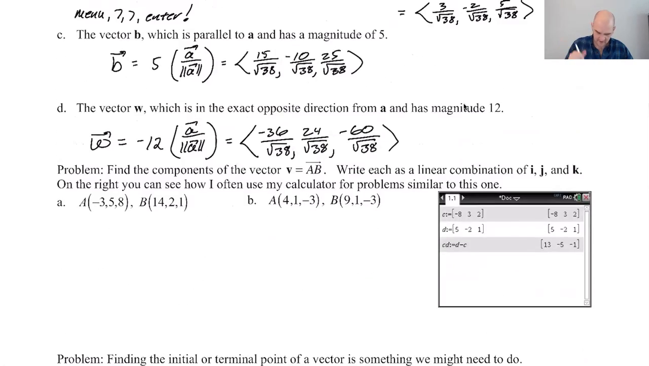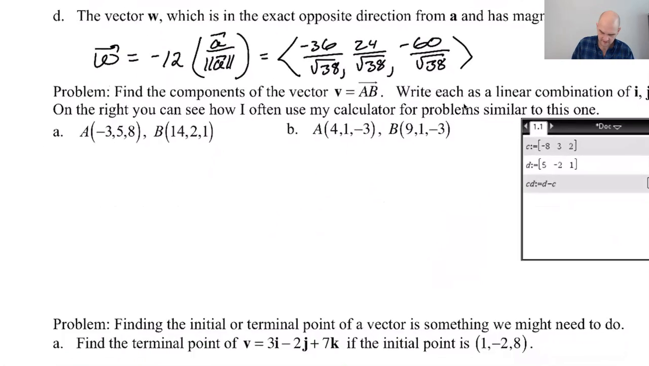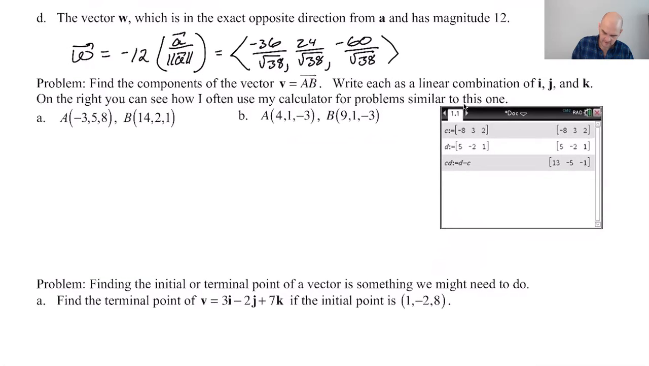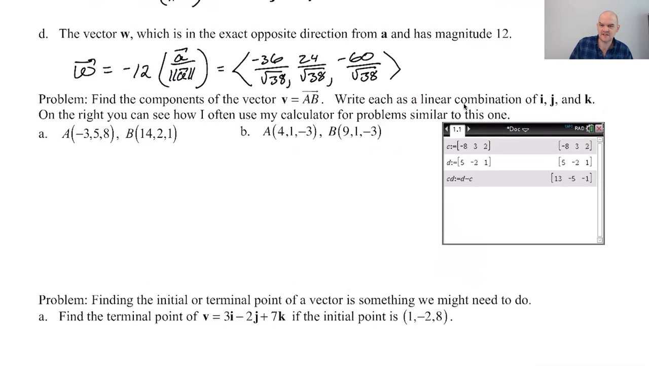All right, I'm going to do this problem, then I'll do everything on the calculator, and then come back in the next video and do more. So we want to write the components of the vector v from A to B. A is the initial point and B is the terminal point, so we do terminal minus initial. We want to write it as a linear combination of i, j, and k, so that's fine.